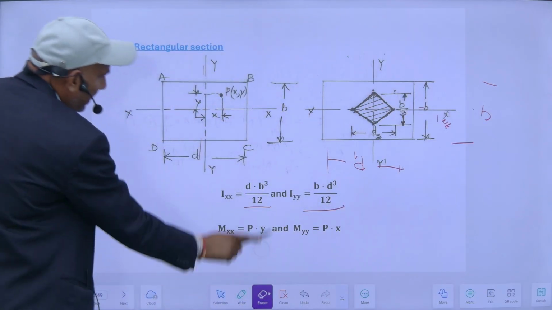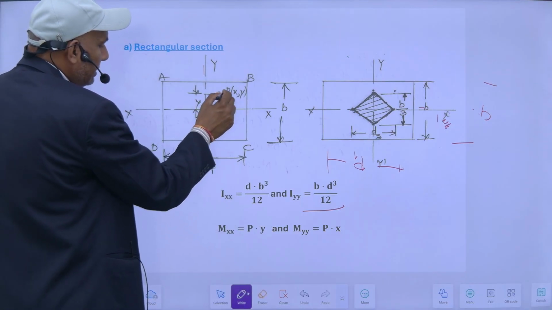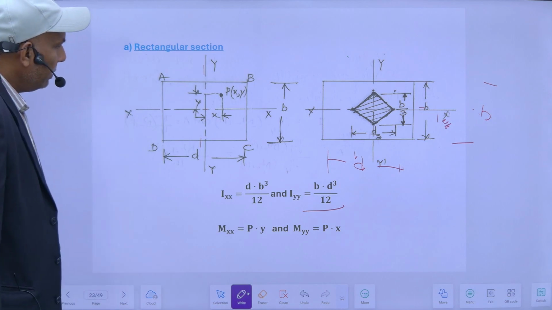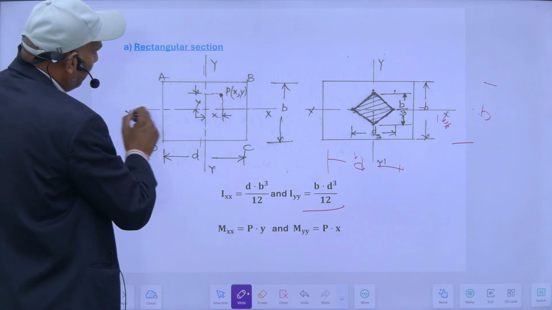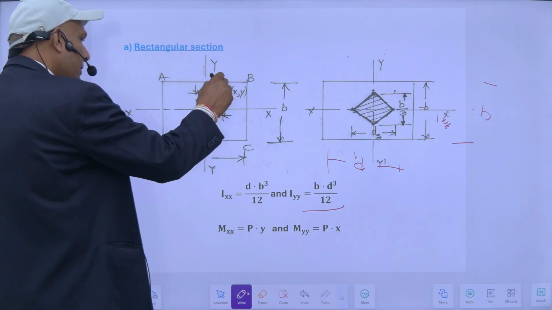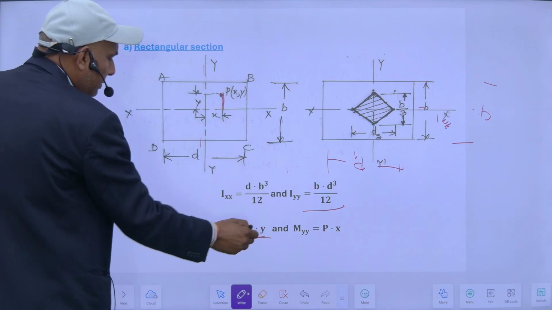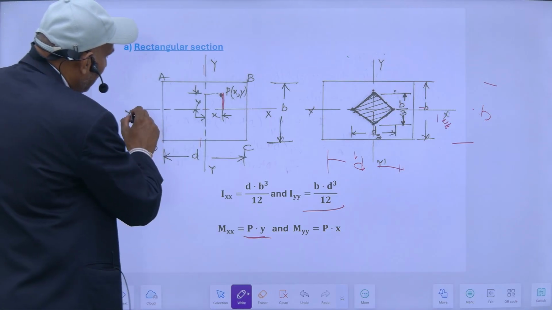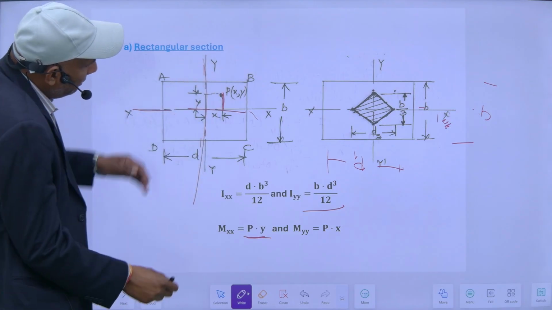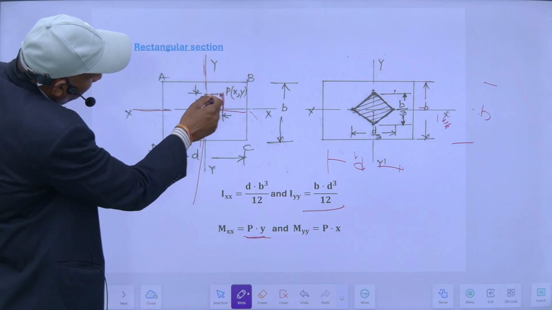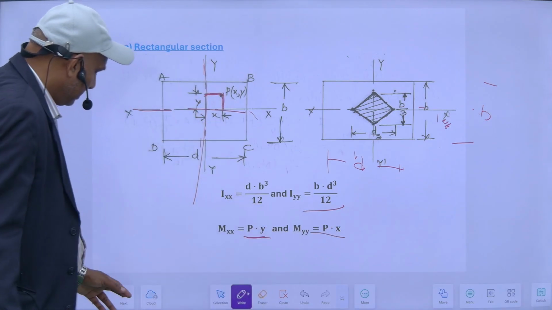Coordinate is x and y. So this is the x and this is P. It will create a bending moment along this axis. It will be this load into this perpendicular distance, so P into this y. So this will be the moment about this axis, and along this y axis it will be this load times this perpendicular distance, so it will be P into x.